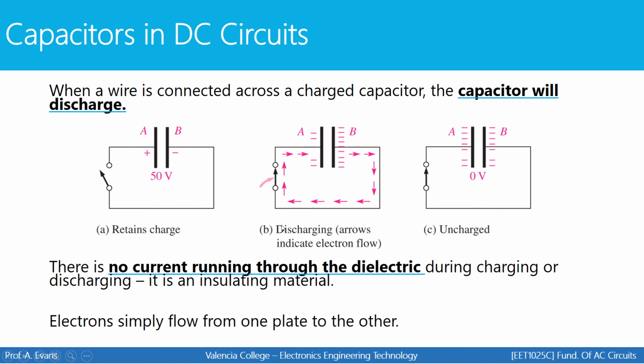Also remember that there is no current running through the dielectric, that insulating material between the two plates. There's no current that flows through that dielectric when you're charging or discharging. It's an insulating material. Electrons will simply flow from one plate to another.